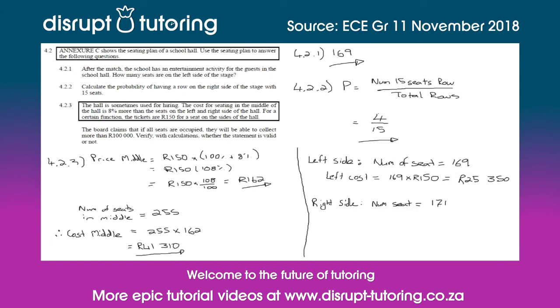So going back, it's 171. It's the same price for the right side as the left side. So the right cost is going to equal this 171 multiplied by that 150 Rand per seat, which comes to a grand total of 25,650.